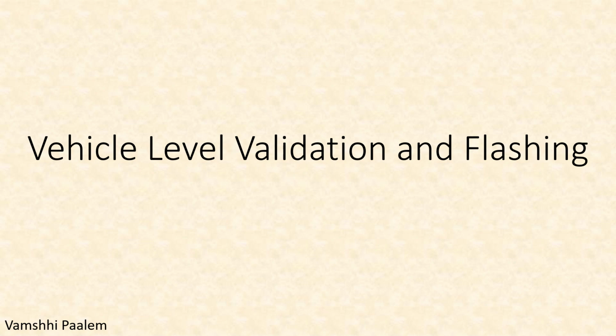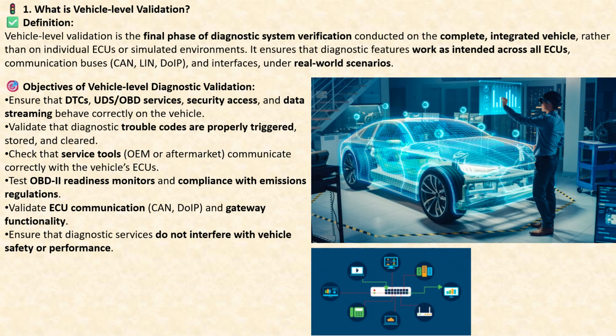The last lesson in this module: vehicle level validation and flashing. So this is the last, most important step, vehicle level validation and flashing. Now you may get a doubt, is vehicle level validation required? Because we are already going through MIL, SIL and HIL. Yes, MIL, SIL and HIL most of the time ensure that most of the bugs are eliminated. But vehicle level validation is really indispensable.